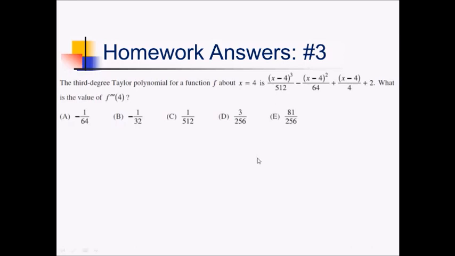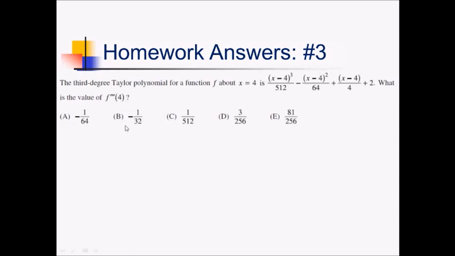For this no calculator problem, we're given the third degree Taylor polynomial for some function about x equals 4, right here. We want to know the value of f triple prime of 4. Now, the key on this one is realizing that a polynomial generated about 4 is going to have perfect information for as many terms as they give us. So the third derivative is actually kind of embedded in this formula here.